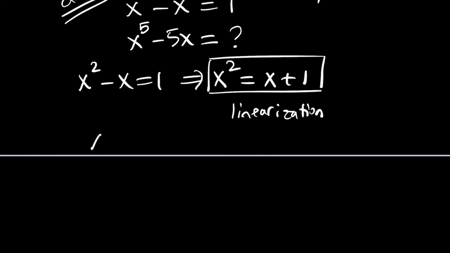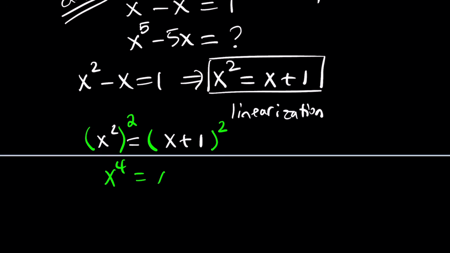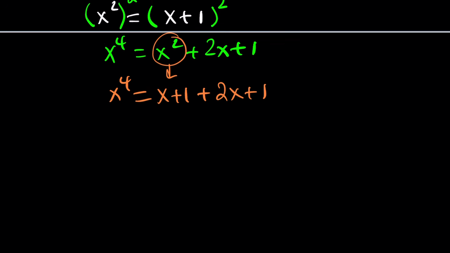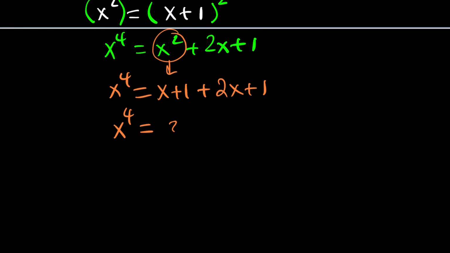For example, you can get x to the fourth by squaring both sides. Since x squared is equal to x plus 1, if I square both sides, just like before, but this time notice that you're not dealing with anything numerical. This gives you x to the fourth equals x squared plus 2x plus 1, and you always have to remember this: x squared is equal to x plus 1. So anytime, anywhere you see this, you can replace it with x plus 1, and then of course it's followed by 2x plus 1, which means x to the fourth was also linearized as 3x plus 2, okay? That is x to the fourth.